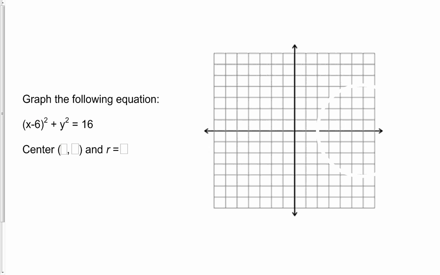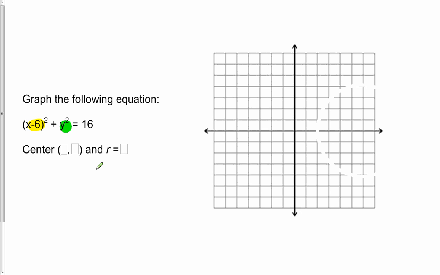So let's go ahead and do one more example here. Graph the following equation: (x − 6)² + y² = 16. This is already in standard form for us, so again, that makes it easy. We can find our center by taking the opposite of what's in the parentheses here, and the opposite of what's in the parentheses paired with the y.